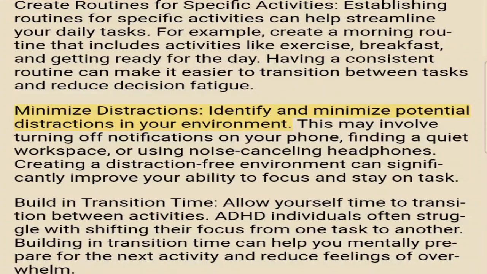Minimize distractions. Identify and minimize potential distractions in your environment. This may involve turning off notifications on your phone, finding a quiet workspace, or using noise-canceling headphones. Creating a distraction-free environment can significantly improve your ability to focus and stay on task. Build in transition time. Allow yourself time to transition between activities. ADHD individuals often struggle with shifting their focus from one task to another. Building in transition time can help you mentally prepare for the next activity and reduce feelings of overwhelm.